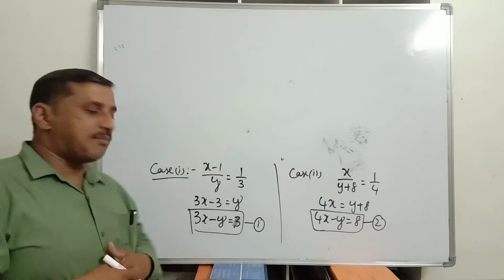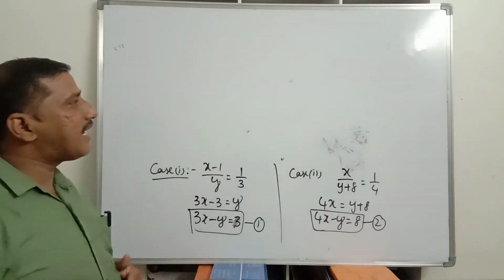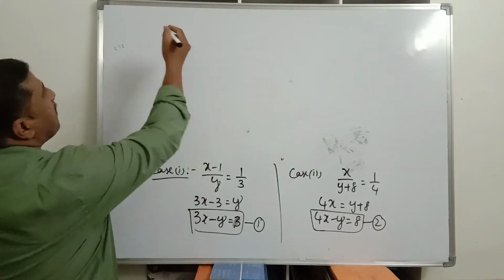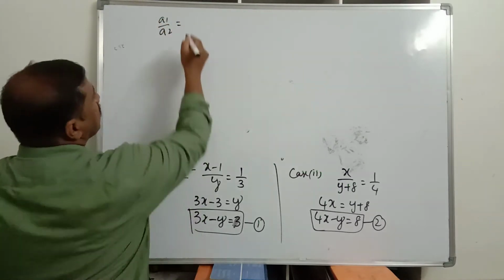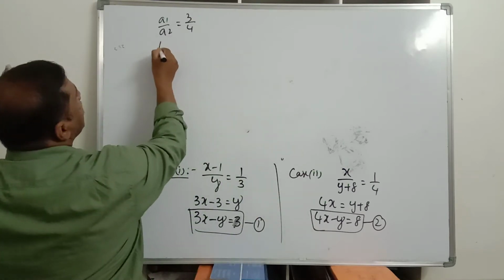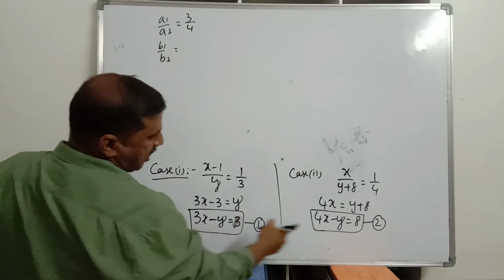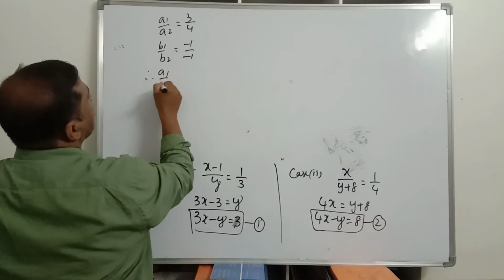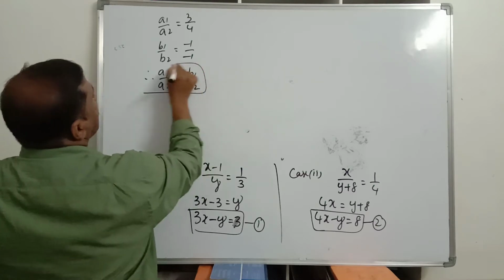Now the first part of the problem, forming the equations, is over. Next part, we have to identify whether this pair of equations has a solution or not, by comparing the coefficients. a1 by a2 is 3 by 4. Similarly, b1 by b2 is minus 1 by minus 1, that is 1. Therefore, here a1 by a2 is not equal to b1 by b2. Hence, it has a solution.